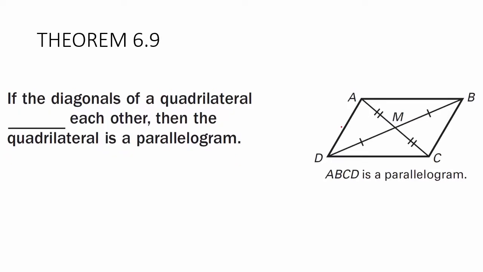Theorem 6.9. If the diagonals of a quadrilateral bisect each other, then the quadrilateral is a parallelogram. If we look inside this quadrilateral, we have diagonal DB and we have diagonal AC cutting this diagonal DB. Notice that in the intersection the diagonals do bisect each other, creating two congruent line segments. So we can see that DM is congruent to BM and AM is congruent to CM. So we can say that this quadrilateral is a parallelogram.